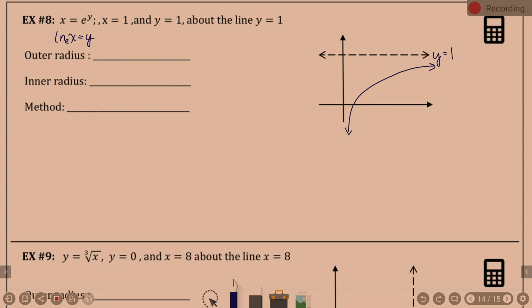Now, the key here is we also have x equals 1. And again, if you're graphing this on the calculator, perfectly good. X equals 1, well, guess what? Natural log of x crosses the graph right here at x equals 1. So x equals 1 is that line right there. Y equals 1 is this line right here, yes? And what are we rotating about? Y equals 1.